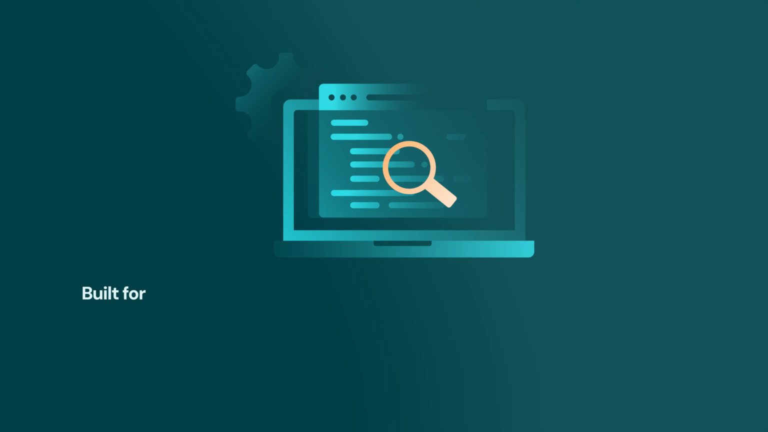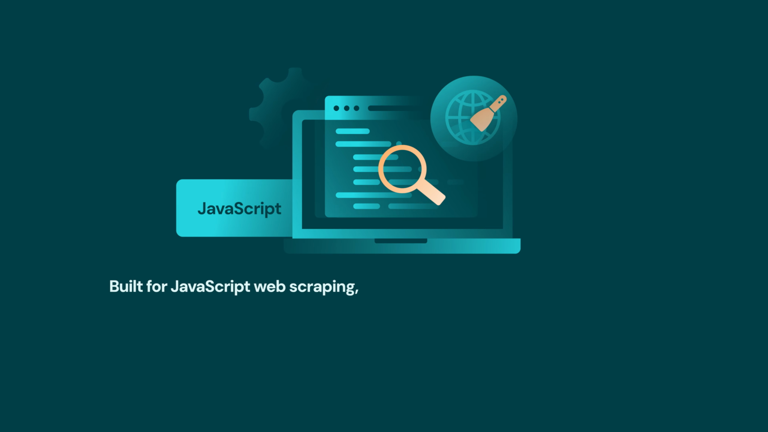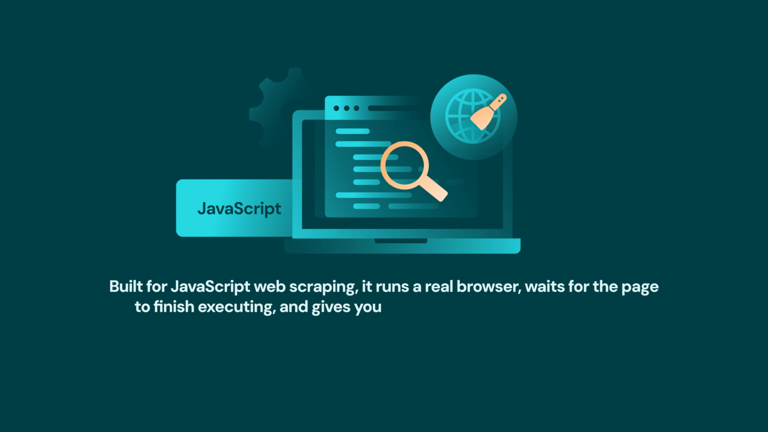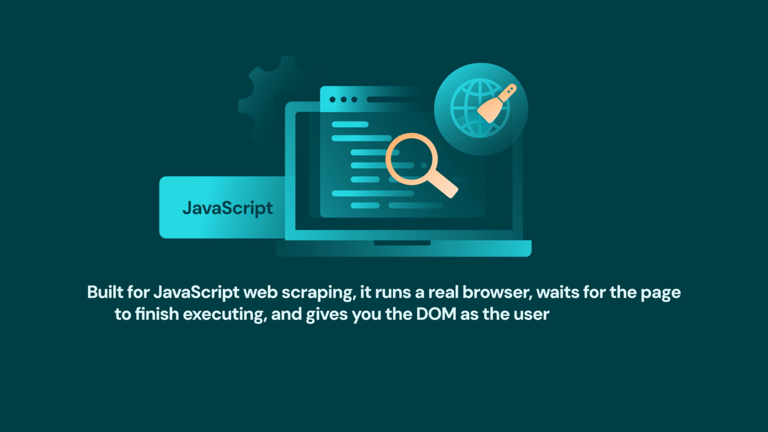But if view source comes back empty on the data you need, you're dealing with JavaScript-rendered content. That's when you need Puppeteer. Built for JavaScript web scraping, it runs a real browser, waits for the page to finish executing, and gives you the DOM as the user would see it.